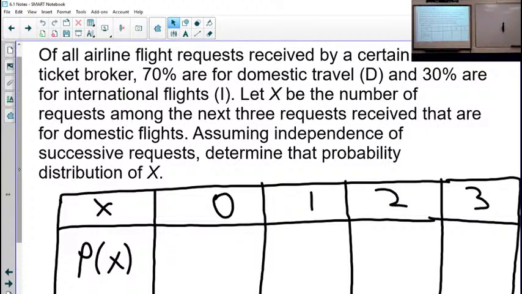So I'll give you a second to read the problem. We have international and domestic flights. And make sure you know the variable that we're keeping track of here.